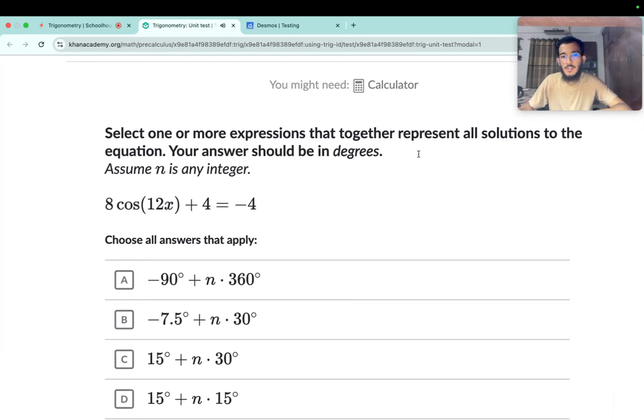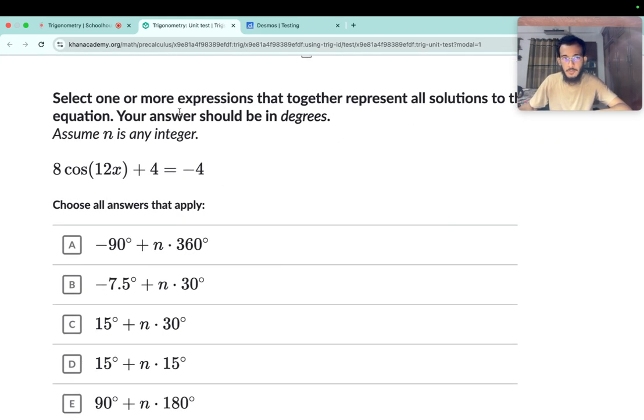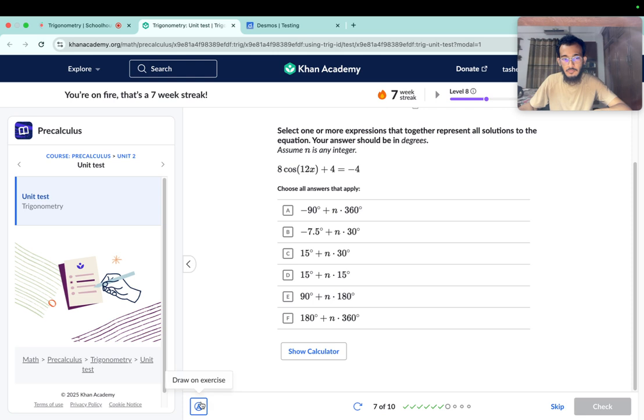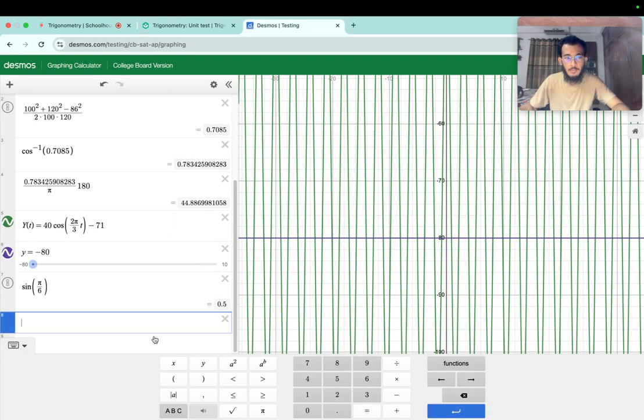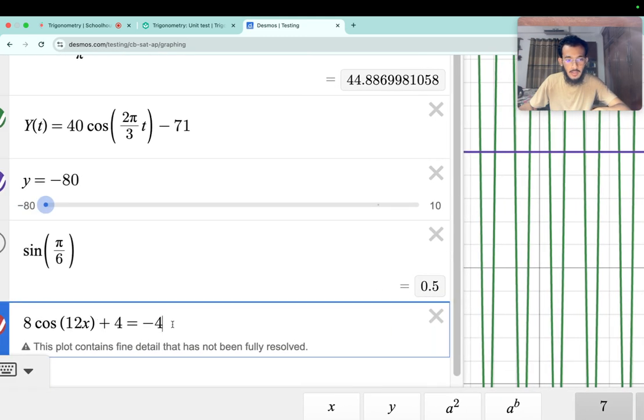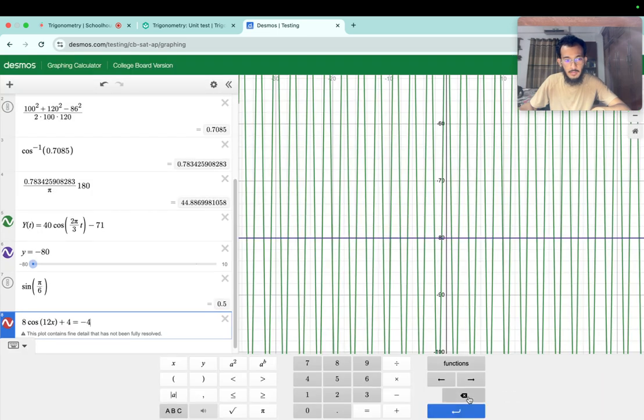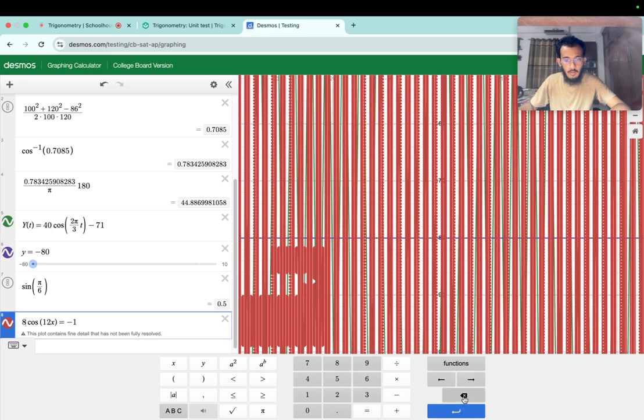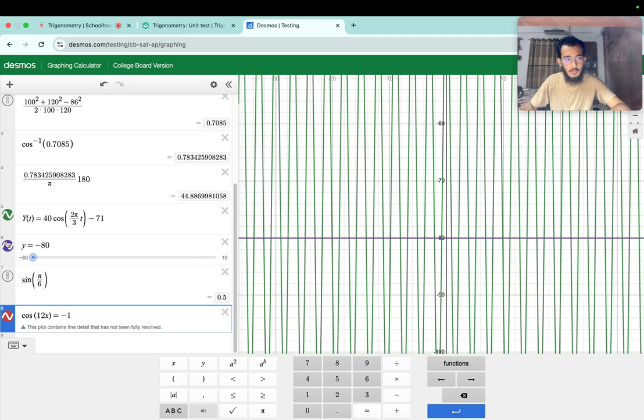Select one or more expressions that together represent all solutions to the equation. Your answer should be in degrees. Assume n is any integer. Okay, now we have to work on this by bringing 4 to this side. So here we have negative 4, negative 4, which means negative 8. So let me write it here, negative 8. And then negative 8 divided by 8 is basically negative 1. Okay, negative 1, as you can see.